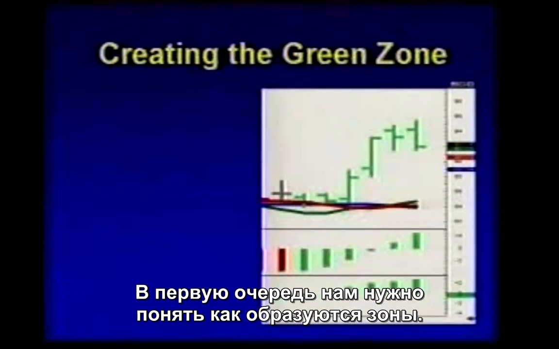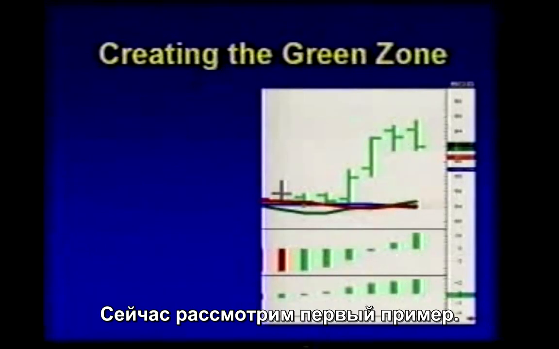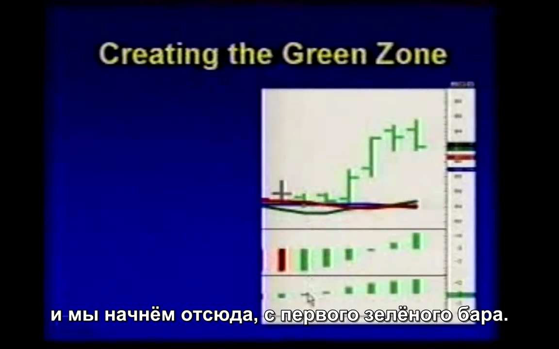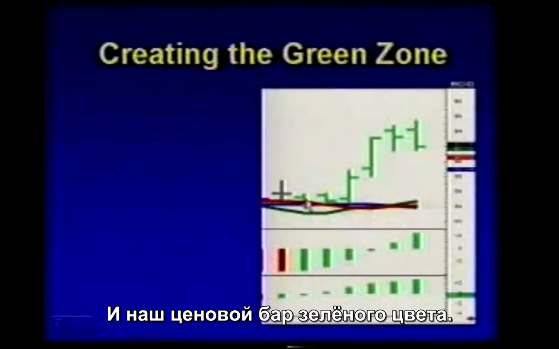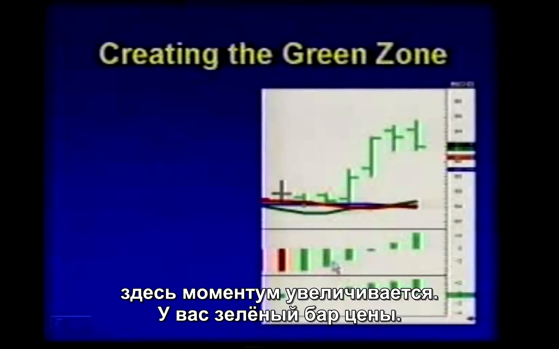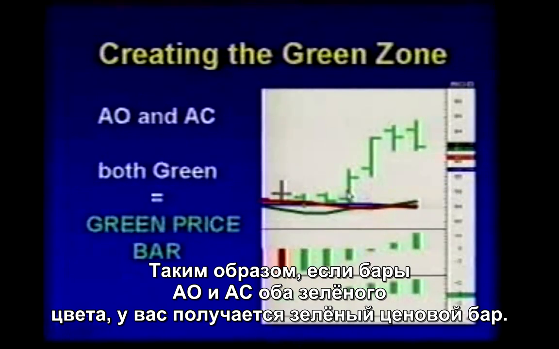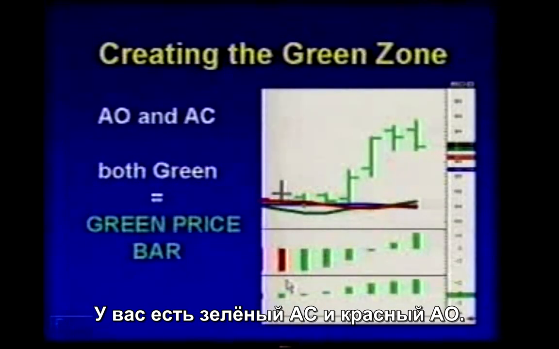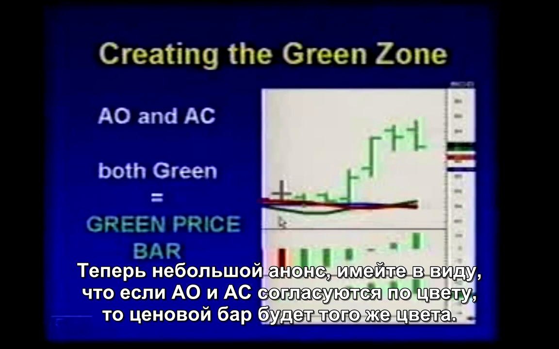So first thing we have to understand is how to create a zone. The zones are created from the AO and the AC, or the momentum and the acceleration of the market. We'll start here on the first green bar. Notice the AC is green and the AO is green, and your price bar is painted green. So that's what creates the green price bar. Again here, green, acceleration is increasing. Here, momentum is increasing. You have a green price bar. So if the AO and the AC both agree green, you'll have a green price bar. Now you notice here you have a green AC and a red AO, and notice that your price bar is painted gray, so that ought to give you a hint. This is just a little preview, but keep in mind, if the AO and the AC agree, then your price bar will be painted the same color.